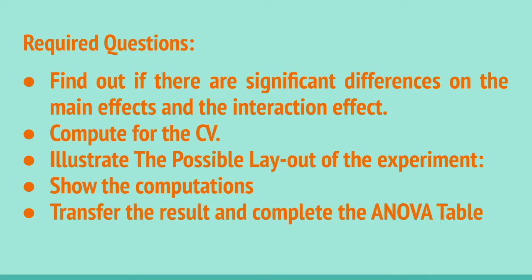We also already solved for the coefficient of variation, where we divided the square root of error mean square by the treatment mean and multiplied it by 100, and we got 12.33 percent. We have also given the possible layout of the experiment, and it is just similar to the layout on the normal CRD. We have also computed and completed the ANOVA table.